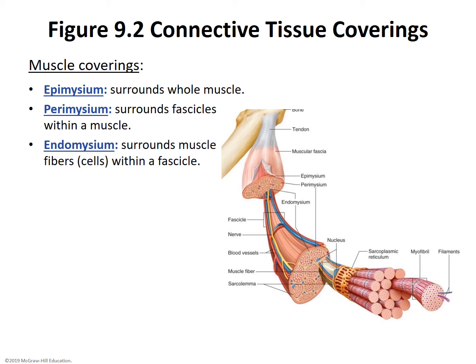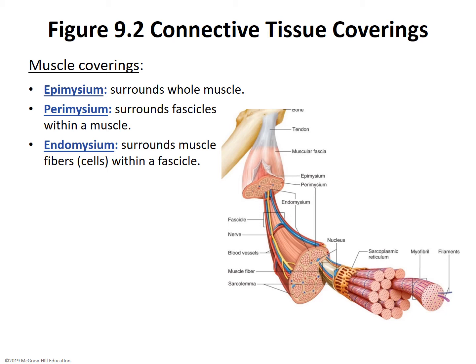So muscles have three types of connective tissue coverings. We have an epimysium, which is around each individual whole muscle. Inside each of the whole muscles, we have what are called fascicles, which are separated from each other by perimysium. And then inside the perimysium, we have endomysium, which wraps around each individual muscle fiber.